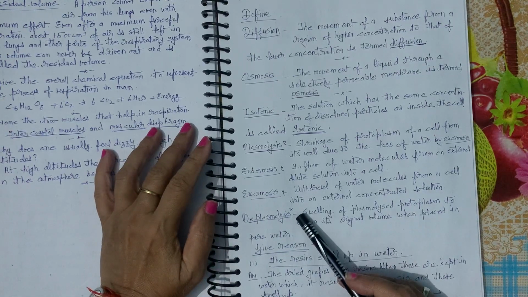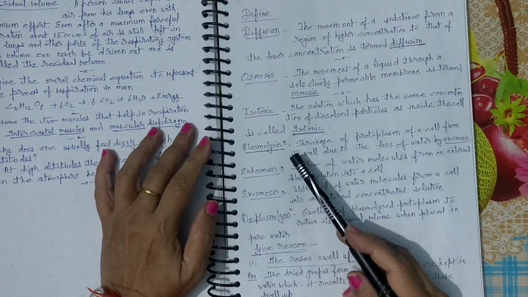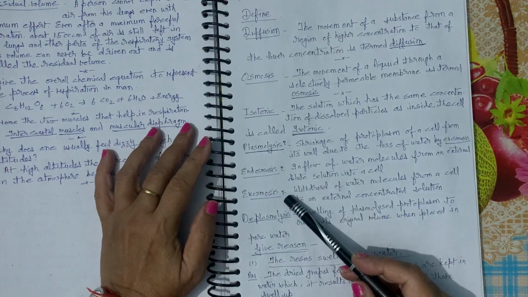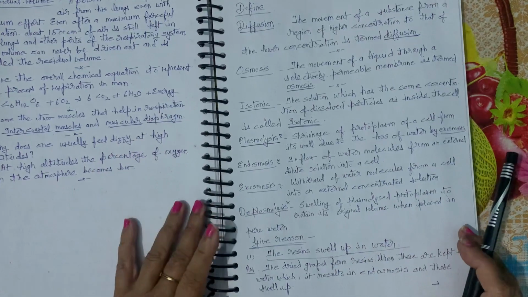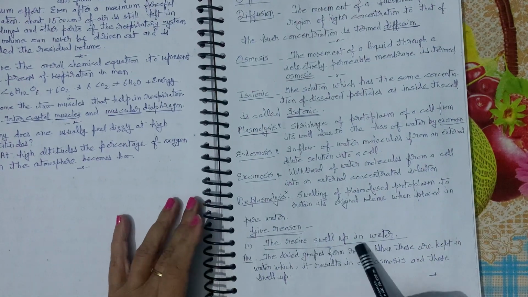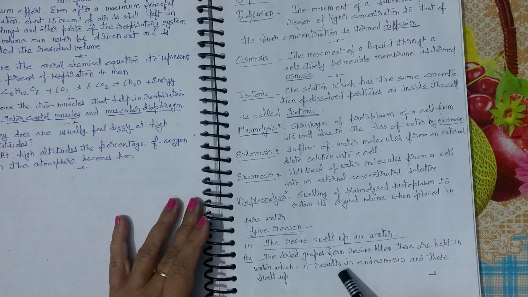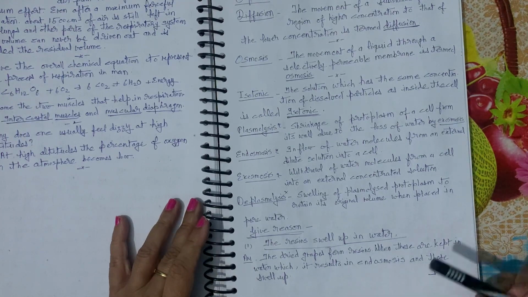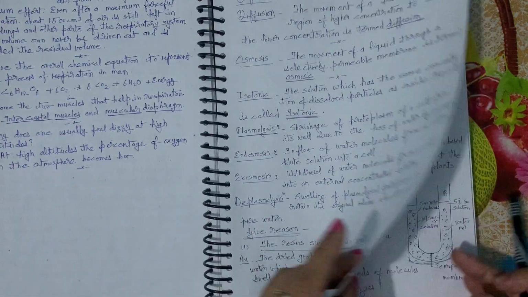Here deplasmolysis and endosmosis are one and the same term, and plasmolysis and exosmosis are one and the same thing, right? Now give reasons. Here is one important one. The raisins swell up in water. Yes, the dried grapes form raisins. When they are kept in water, it results in endosmosis, meaning water from outside enters inside the raisins and they swell up, right?